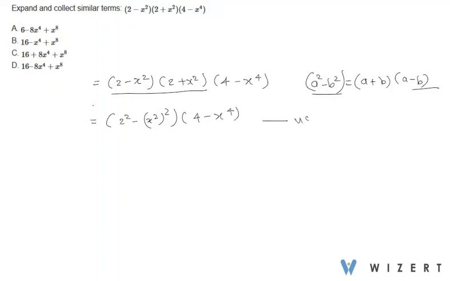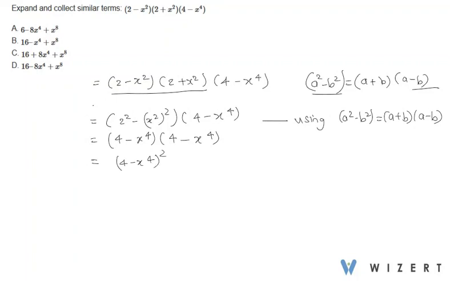This is using a² minus b² equal to (a plus b)(a minus b). Now here 2² is 4, (x²)² is x to the power 4. So this is (4 minus x to the power 4) multiplied by (4 minus x to the power 4), which can be written as (4 minus x to the power 4) whole square.